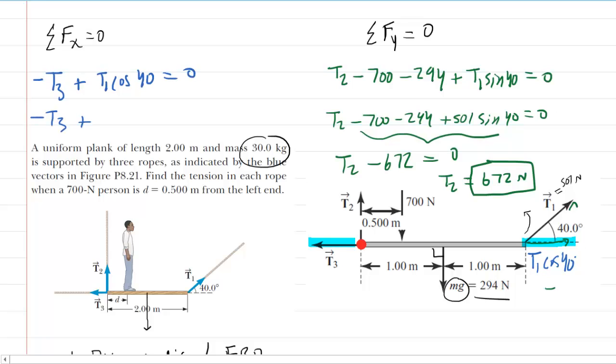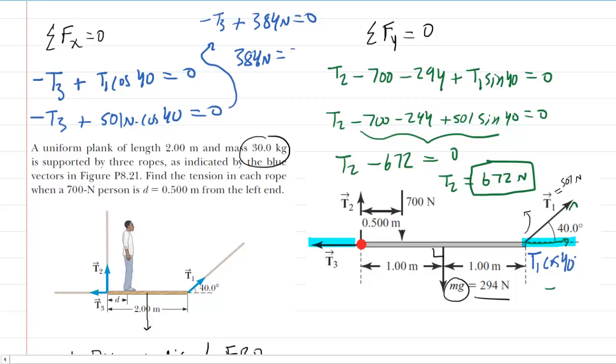Go ahead and fill in the value of T1, which we found was 501 newtons, times cosine 40 equals 0. Let's do the 501 times the cosine of 40. You're going to get 384 approximately. We're running out of room here. Let's come up here. Negative T3 plus 384 newtons equals 0. You can basically just add T3 to the other side, and you would see that T3 is about 384 newtons. So that completes the answers to the question.